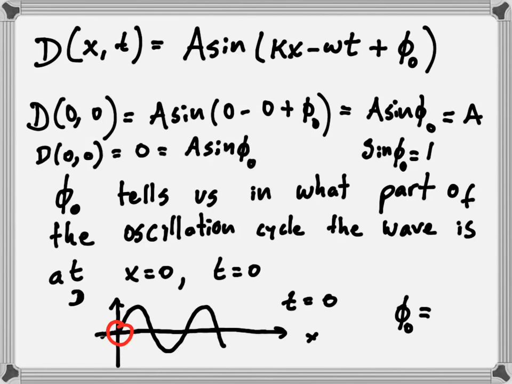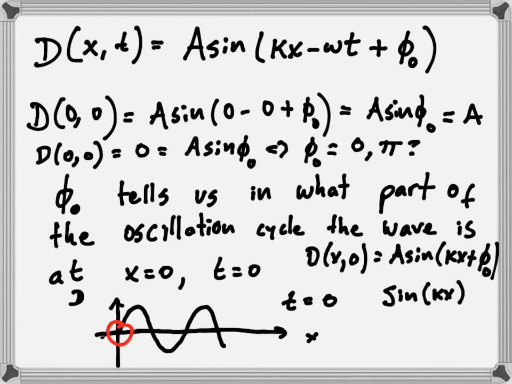If we look at the equation above, again replacing x equals 0 and t equals 0, and also looking at the graph, knowing that the displacement is 0, we get 0 equals a sine of phi naught, which gives us two possible phase constants. 0, because sine of 0 is 0, but also pi, because sine of pi is 0. So which one is the correct one? We have to think a little bit more about this.